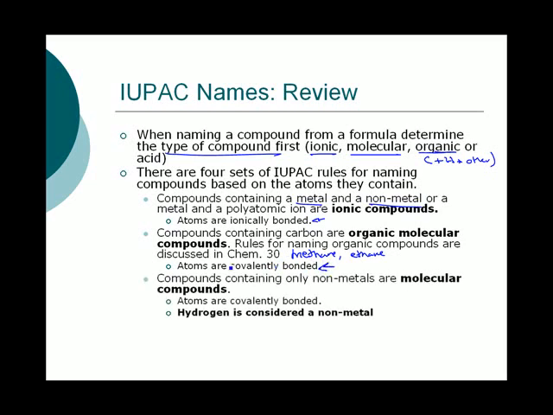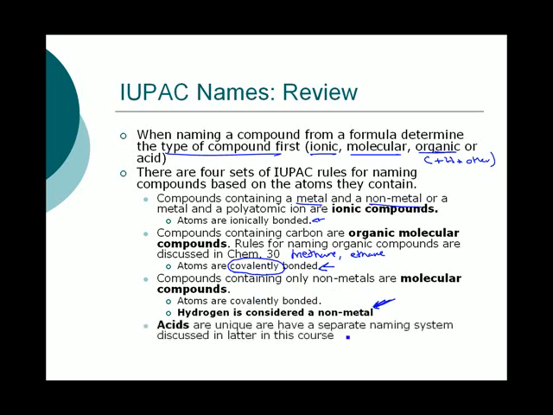But you should know that they are covalently bonded. These are covalent compounds. They're molecular compounds. They're just specialized molecular compounds. Only nonmetals, not including our organics, are the molecular compounds. They're covalently bonded, and remember that hydrogen is a nonmetal atom. It's grouped with the metals in group 1, but it's a nonmetal. Acids are unique for a couple of reasons. They're kind of like a cross between ionic and molecular in their natures, so they have a separate naming system.